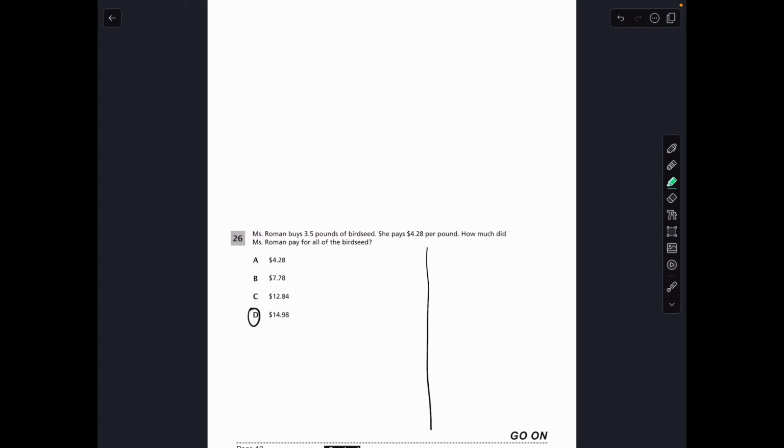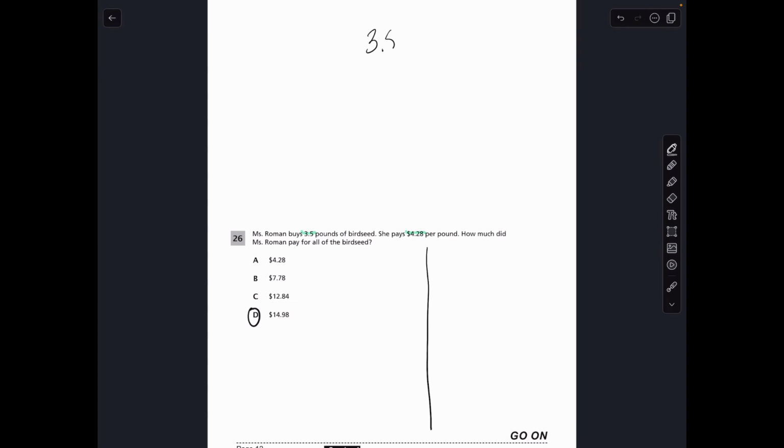The answer for 26 is D, 1498. It is a multiplication problem, so I'm going to give you 3 different strategies for multiplying if you find this really hard. If you already have this down, you can keep moving. If you found you made a calculation error, just see if you can identify where and what you can do differently the next time you come up with this type of number, because it is a 3-digit times a 2-digit problem. Okay, so what we have here is 3 5/10 times $4.28.